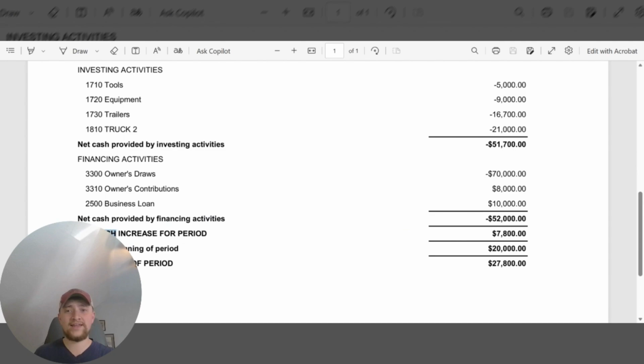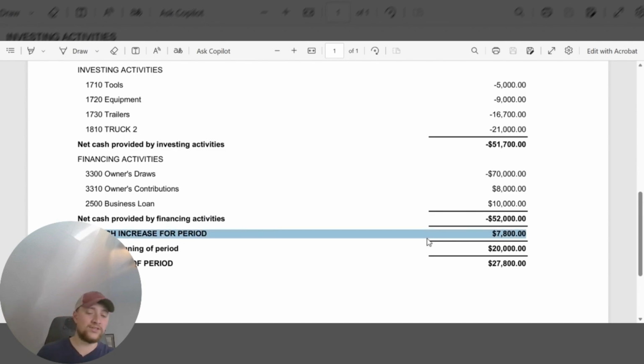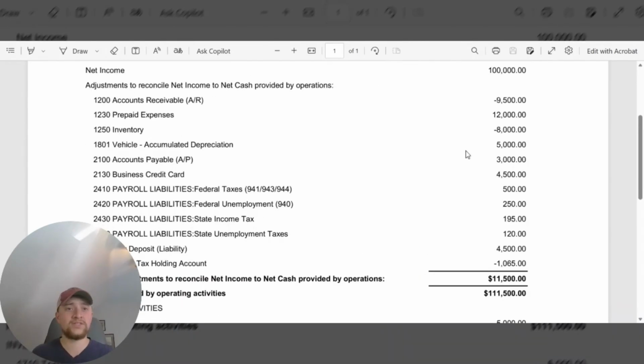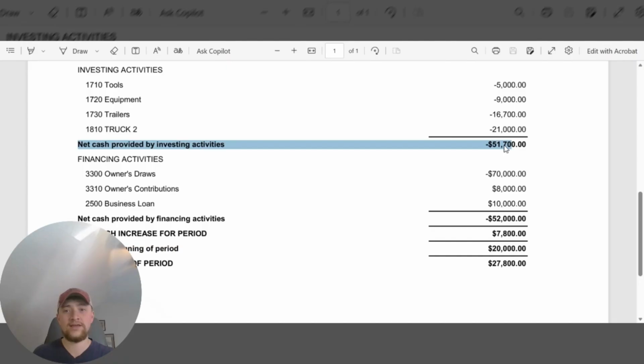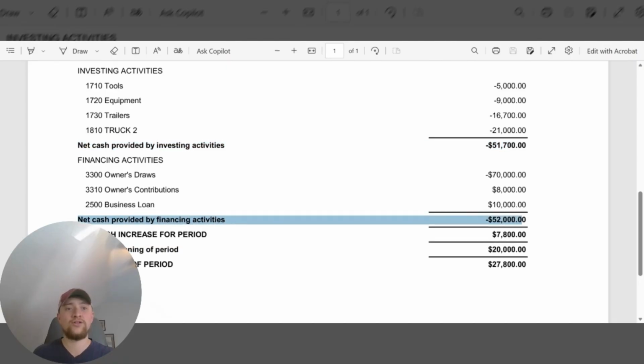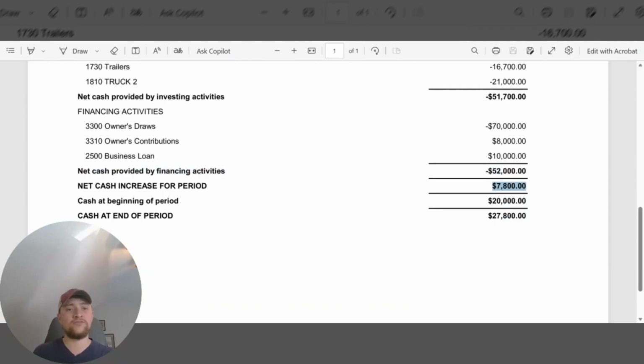So then we've got the net cash increase for the period, and this could be an increase or a decrease. So we're basically just totaling total adjustments for operations, total adjustments for investing, and total adjustments for financing. Those three total out to give him a net increase of cash of $7,800. And then at the very bottom, we've got the last two. He started the year with $20,000 in his bank account. Now he's got an increase of $7,800. So he ends 2025 with $27,800 in his bank account.